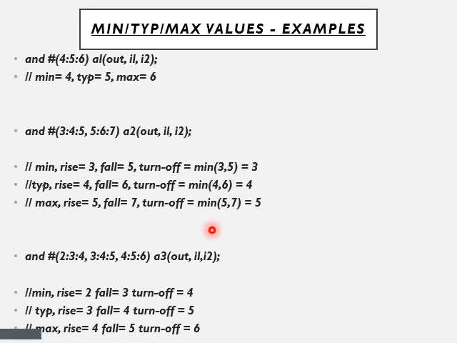The last example is one wherein all the three delays are specified. The first delay corresponds to rise delay, the second one is fall delay, and the last one is turn off delay. And for each of these types of delay, three values, that is minimum, typical and maximum values, are specified. Okay, so minimum rise is 2, minimum fall is 3, minimum turn off is 4. Similarly, typical rise is 3, typical fall is 4, and typical turn off is 5. Maximum rise is 4, maximum fall is 5, and maximum turn off is 6. So this is how you interpret the delays and their types when given in an example.